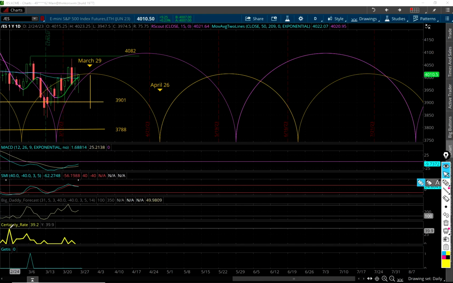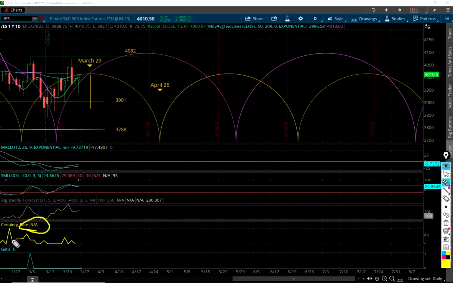Looking at the certainty rate here on this day was 39.2. All right. Looking at that number right there, this event right here was 39.2. I remember when this came in just a few weeks back. It pretty much was predicting this big drop down into this quarterly options expiration. Look at that massive decline.